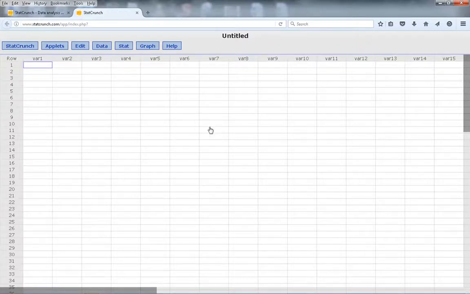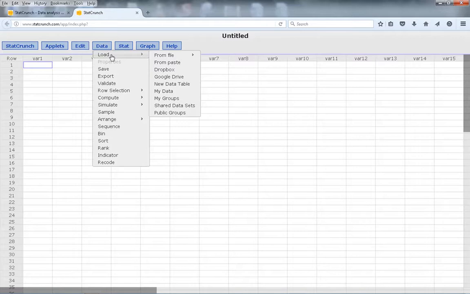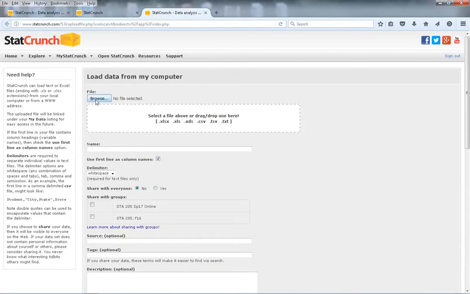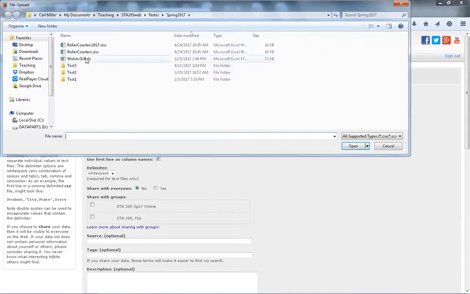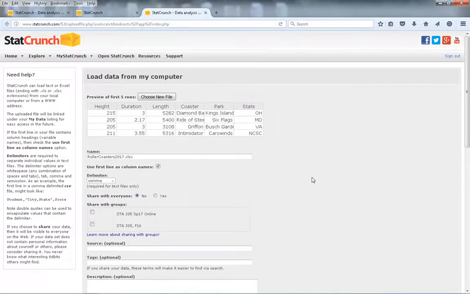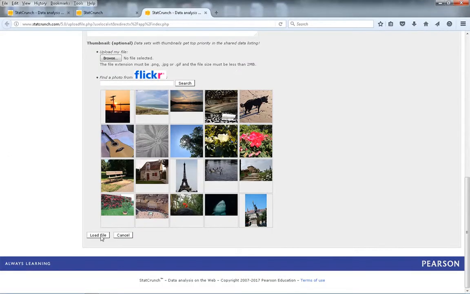Suppose that I'm interested in analyzing certain characteristics about roller coasters. So what I did was create a data file where I collected some information about a few roller coasters around the country. So I'm going to go to the data file that's on my computer and load that file. So I'll pull that up in StatCrunch here.